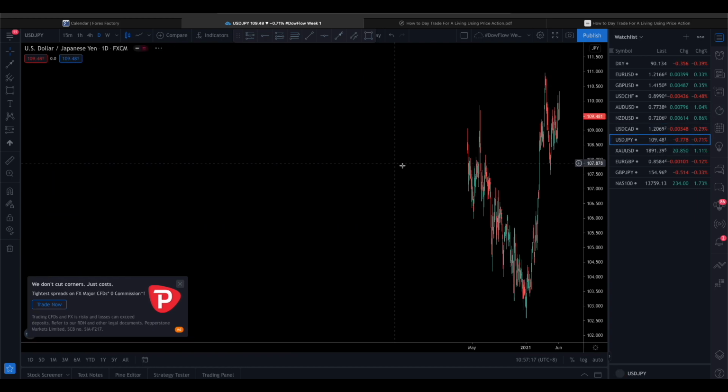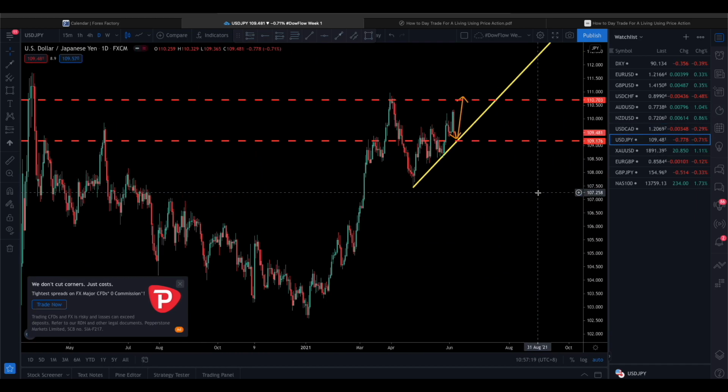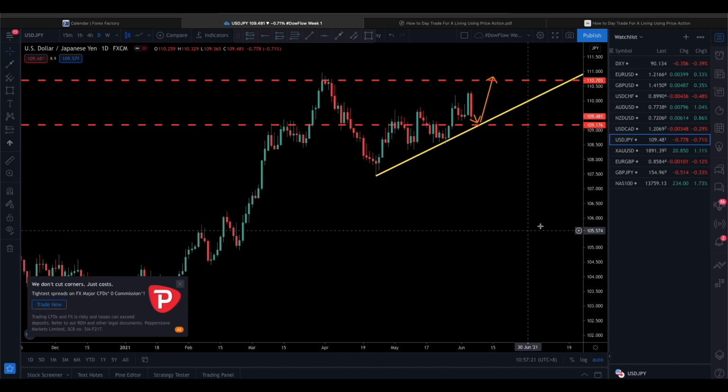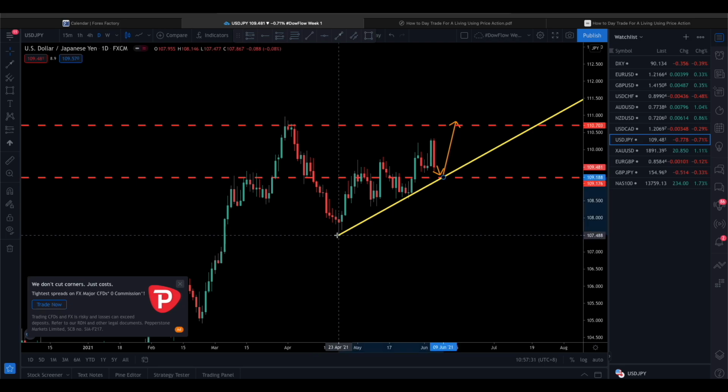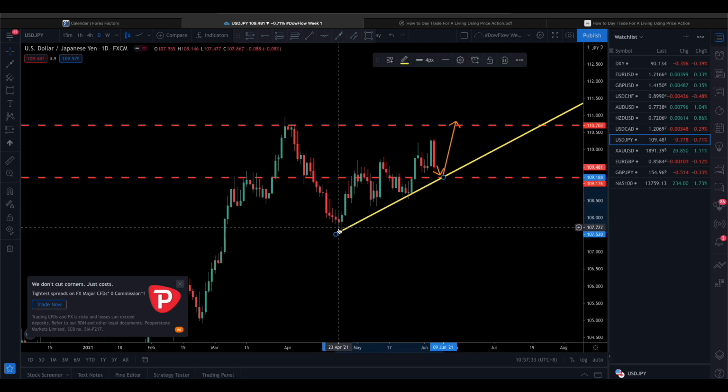Okay, dollar yen. Dollar yen is in an uptrend. So let's talk about market condition first. Okay, this is an uptrend because you have a high here, you have a low, you have a higher high, higher low. Okay, then you have an ascending trend line as well. So if you were to connect the low here and this low here, you can see that there is some form of confluence for this support level.